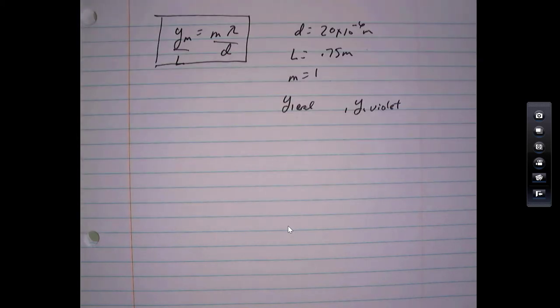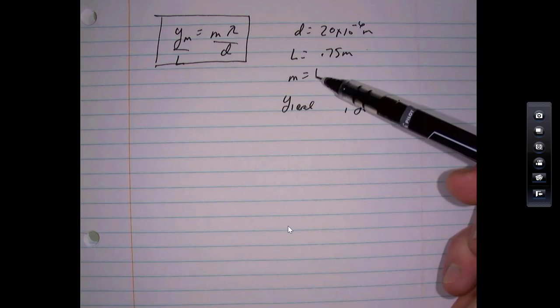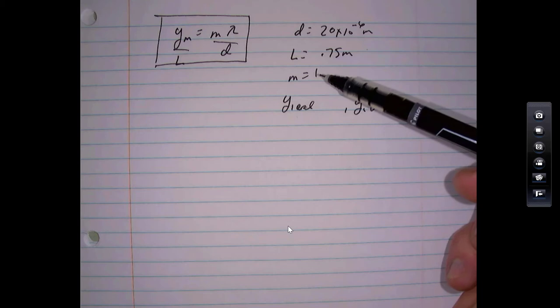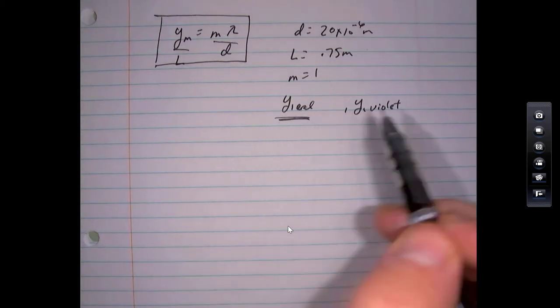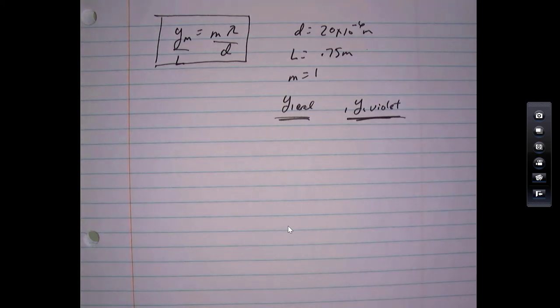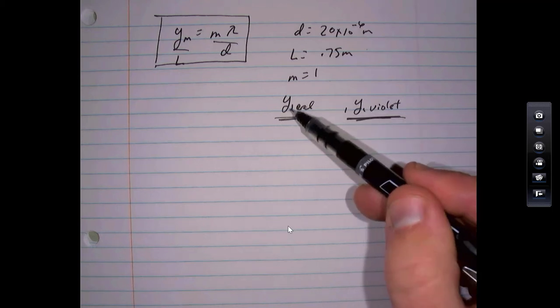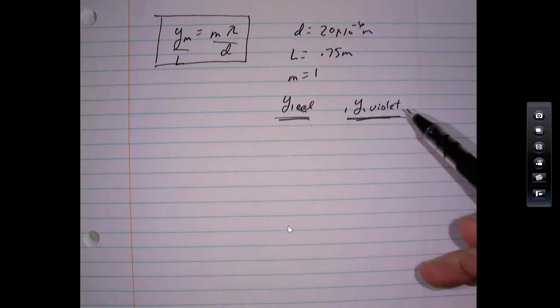And then remember what these things are. Put everything in the same units. So slit separation, 20 micrometers, so 20 times 10 to the minus sixth. L is the distance to the screen, 0.75 meters. And we're talking about the m is equal to 1 bright spot, so the first one on either side of the central maximum. We want to figure out y for red and y for violet, for the m is equal to 1 bright spots. Okay, so that's what this says: y1 for red, and then y1 for violet.